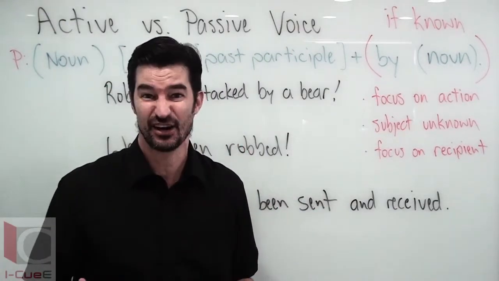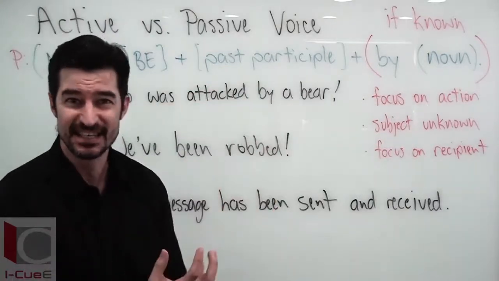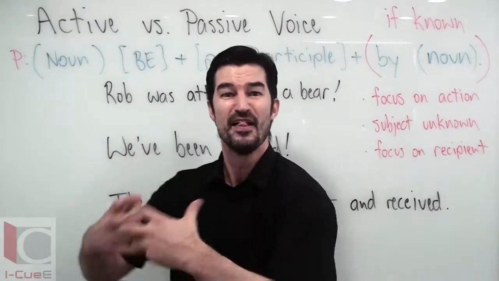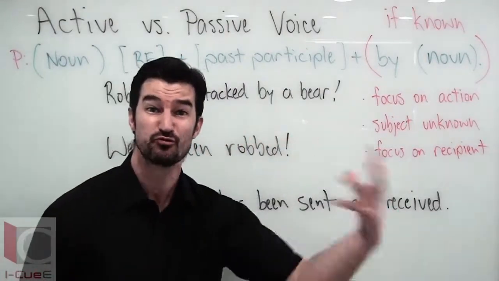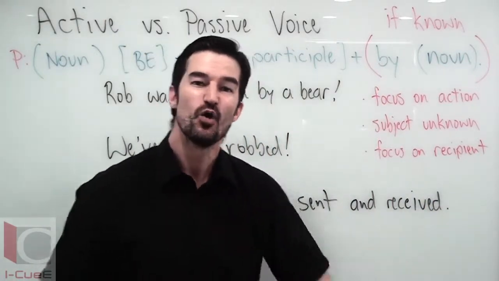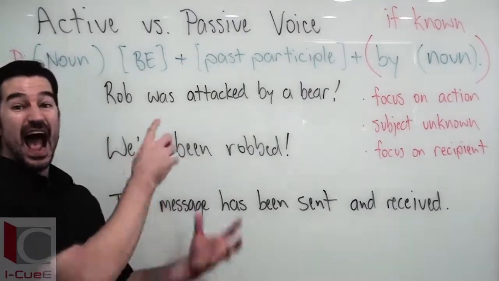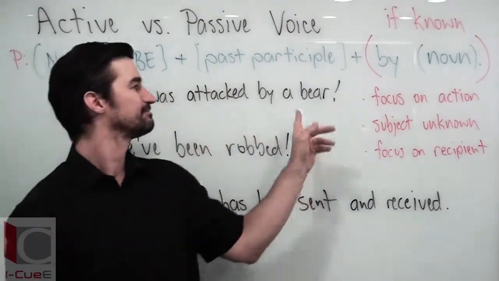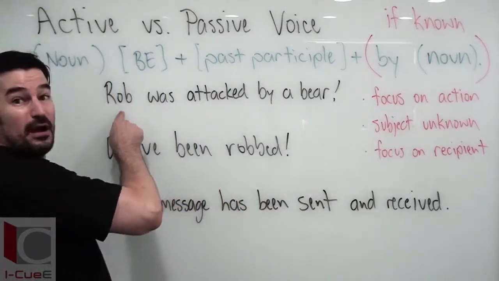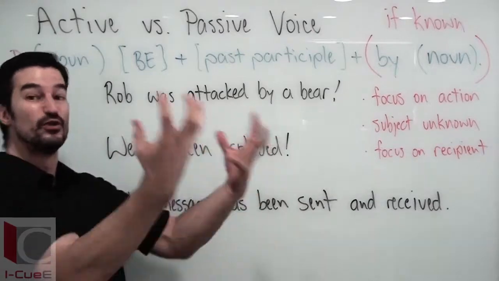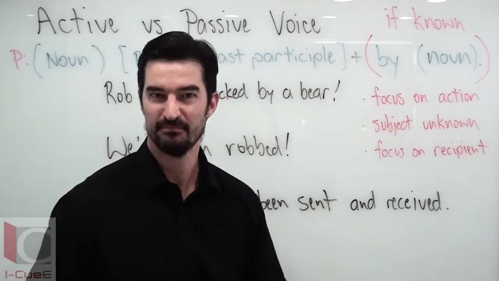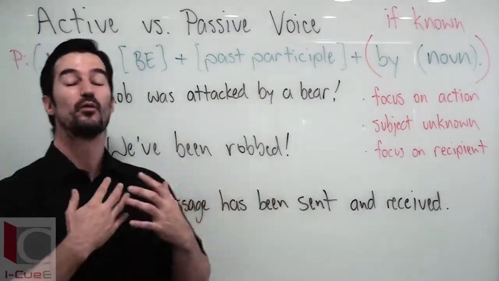What's the important thing here? Obviously, the active construction would be a bear attacked Rob. Do you really want to focus on the bear when your friend Rob is the one who was attacked? Probably not. We want to focus on the human having been attacked by some crazy animal, okay? So here we're really focusing on the fact that the person is the recipient of a violent attack by a bear, okay? We're focusing on what we think is more important.